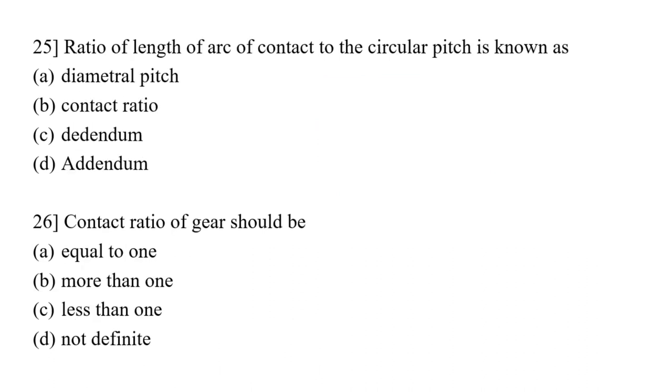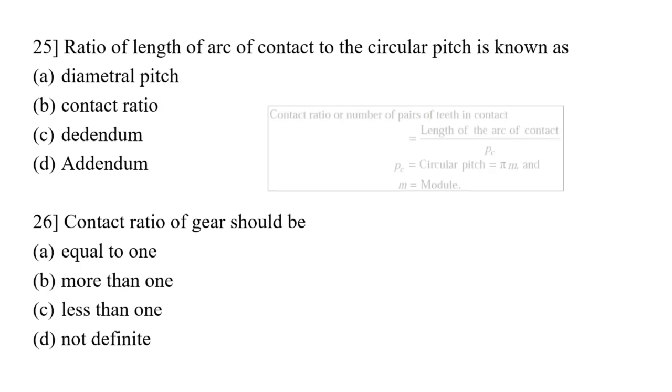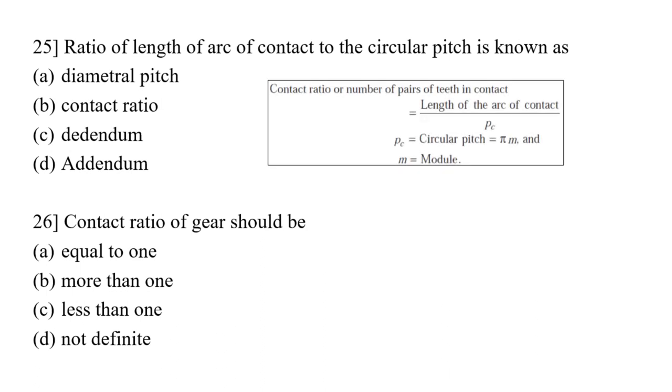Next, the ratio of length of arc of contact to the circular pitch. This ratio is called the contact ratio. We know this formula of contact ratio, that is the number of pairs of teeth in contact. Significance of contact ratio is nothing but the number of pairs of teeth in contact. So this is equal to length of arc of contact divided by circular pitch Pc, and circular pitch Pc can be given as pi into m or pi d by t, that we have seen previously also. So the correct option for this 25th question is contact ratio.